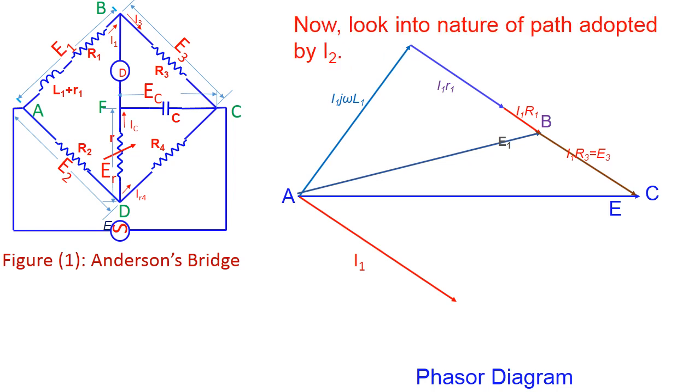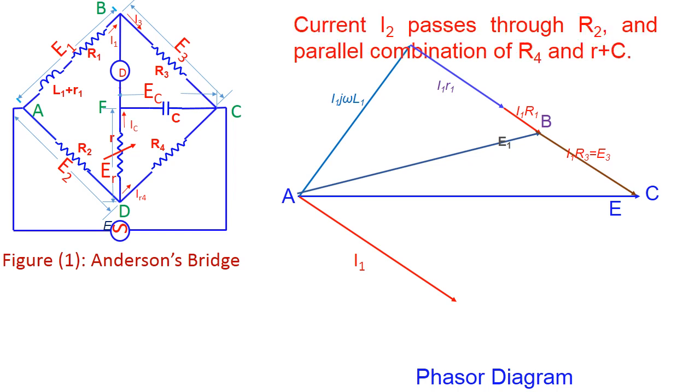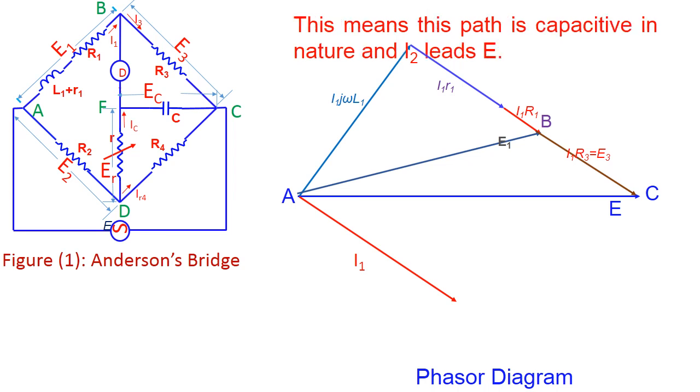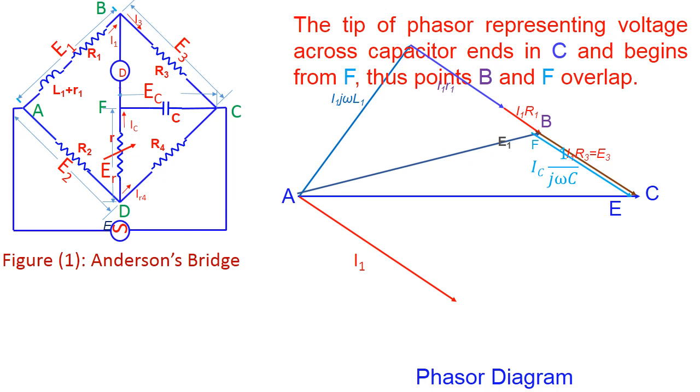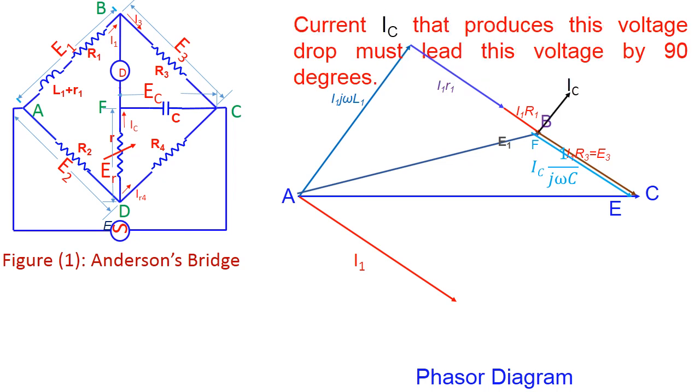Now, look into the nature of the path adopted by I2. Current I2 passes through R2 and the parallel combination of R4 and lowercase r plus c. This means this path is capacitive in nature and I2 leads E. Further, IC passing through 1 upon j omega c creates a voltage drop equal to and in phase with E3. The tip of the phasor representing voltage across the capacitor ends in C and begins from F. Thus, points B and F overlap. Current IC that produces this voltage drop must lead this voltage by 90 degrees.